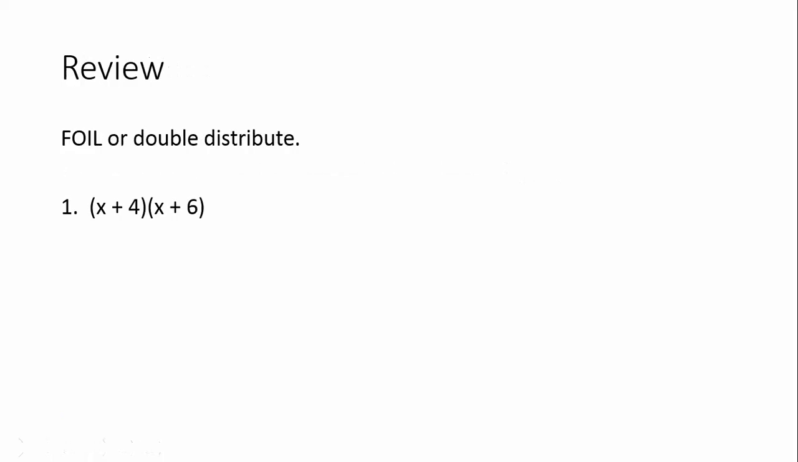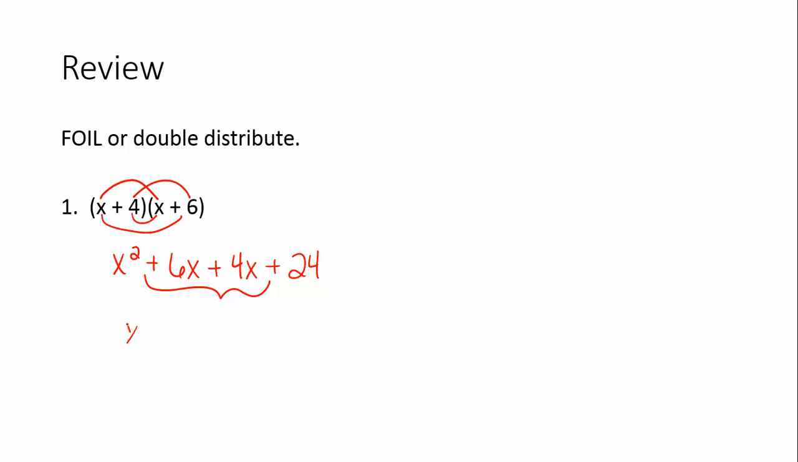So first, let's review. We wanted to FOIL or double distribute, which you probably haven't heard me use that term. A double distribute just means everything in the first parentheses gets multiplied by everything in the back. So when we FOIL, we do x times x because that's the firsts, so that's x squared. Then we do the outside terms, x times 6, so that's 6x. We do the inside terms, x times 4, or 4x. And we do the last terms, 4 times 6, which is 24. And what we always want to make sure that we do is combine our like terms. So we end up with x squared plus 10x plus 24.